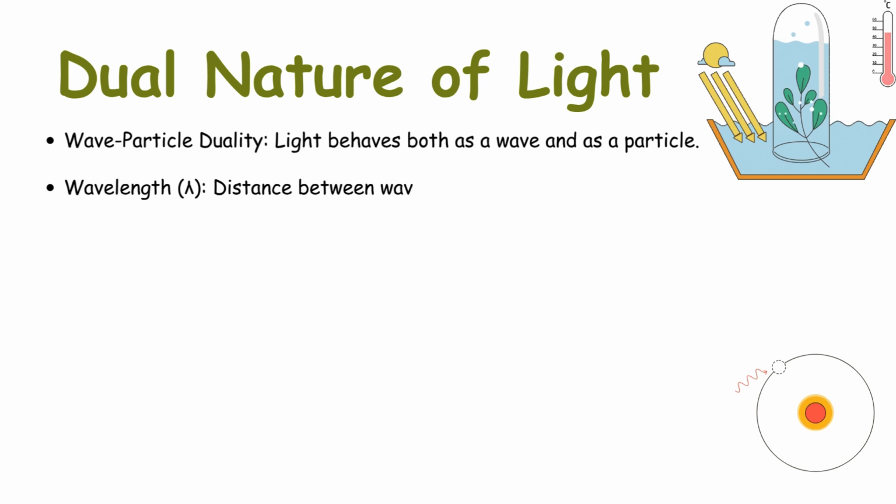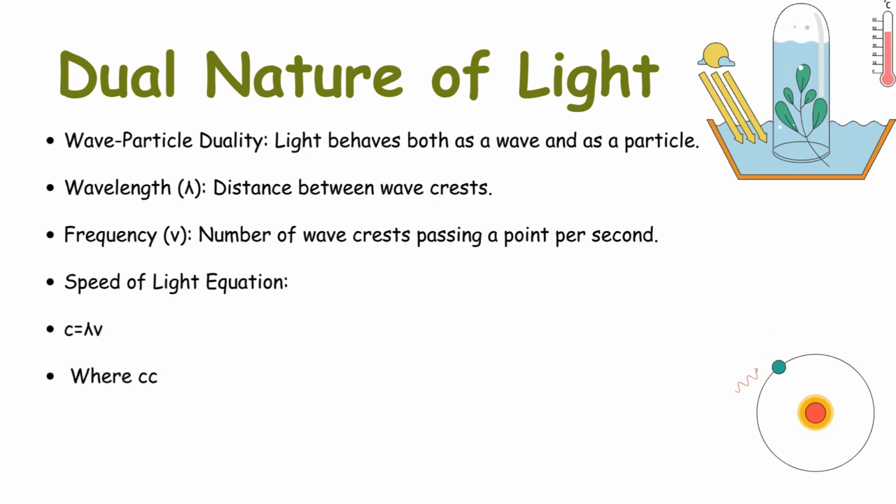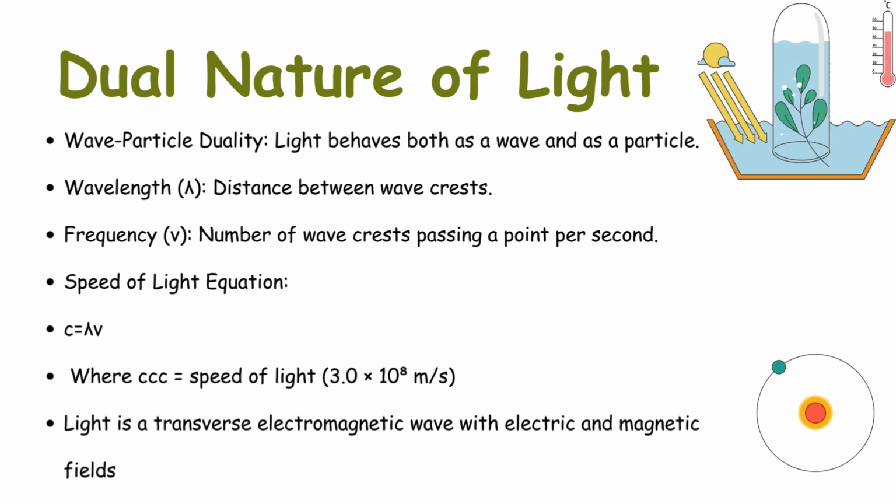Light behaves in two very different yet complementary ways. As a wave, light is characterized by two properties: wavelength, which is the distance between the peaks of the wave, and frequency, which is the number of waves passing a point each second. These are linked by the equation c = λν, where c is the speed of light, λ is the wavelength, and ν is the frequency.